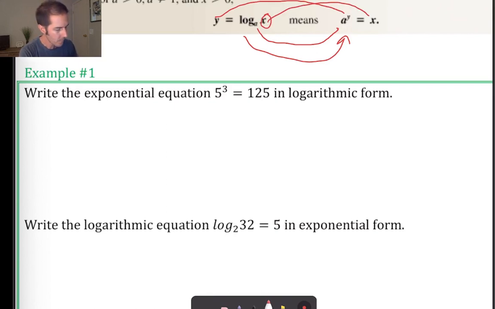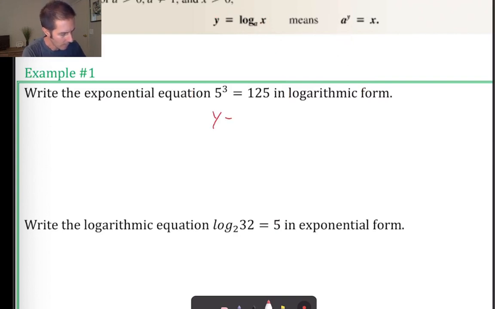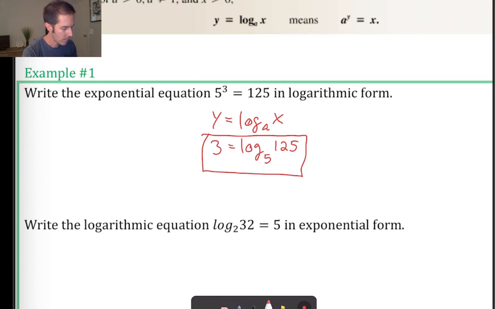Interesting. So let's see if we can mimic that here. So this statement is really in this exponential format. Let's see what we can do. y equals log base a of x. And my exponent is the number that's over here on the right-hand side, so that's a 3. And a is the value that's being raised to a power, that's the 5. And the answer is written full-sized here, and that's the 125. So this is your final answer. This is the exponential statement written in logarithmic form.